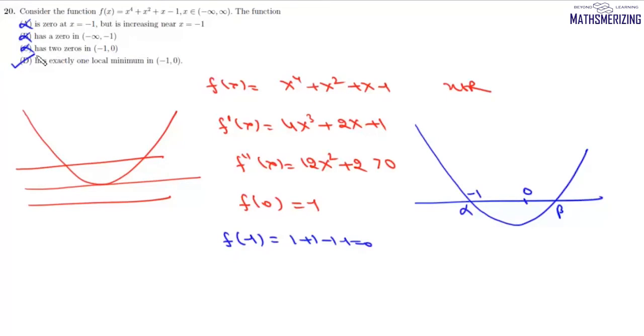Now we have to show that this function has exactly one local minimum in (minus 1, 0). So we have to prove that this point of local minima, which is say x1, lies between minus 1 and 0. Now, if we look at f dash x, then f dash minus 1 will be minus 4 minus 2 plus 1, which is minus 5, and f dash 0 will be plus 1.